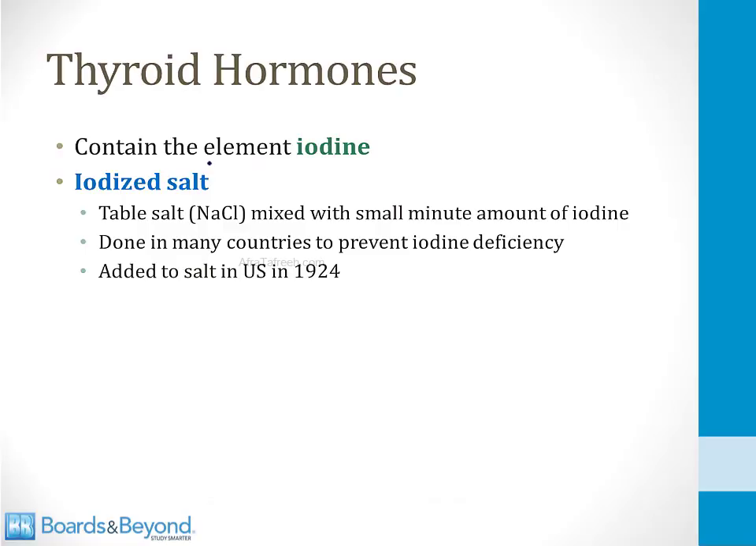Thyroid hormones contain the element iodine, so in order to have normal levels of thyroid hormone in your body, you need to consume normal amounts of iodine in your diet. Decades ago, lots of patients used to underconsume iodine and develop thyroid disease, but this is very rare in the modern era, and that's because most of the salt we eat in our diet is called iodized salt. So most table salt you buy in the store is mixed with a small amount of iodine. This is done in many countries to prevent iodine deficiency. Iodine began being added to salt in the United States in 1924, and as a result of adding iodine to salt, deficiency of iodine and symptomatic thyroid disease from lack of iodine is very rare in modern countries.